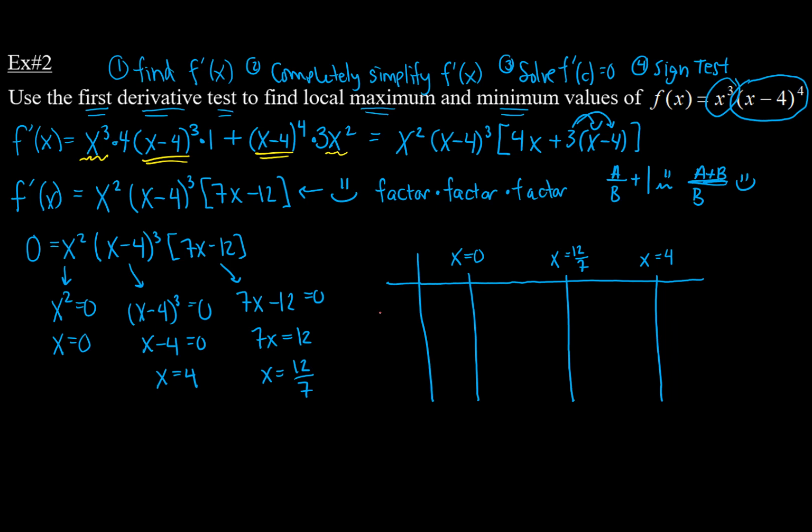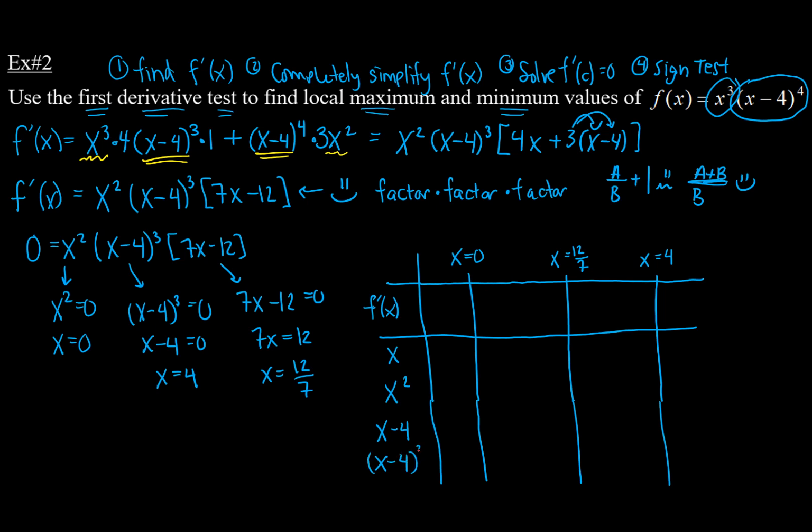Next, what we're going to do is plug in values into your f prime of x. Okay, you're going to plug in values into your f prime of x. And then you're going to identify whether it is positive or negative. You could also, if you look at this, plug in values into your individual factors. You can look at what happens to x and then x squared. And then you can look at what happens to x minus 4 and x minus 4 cubed. And then 7, oops, I'm coming to the bottom here. Need to move up a little bit.